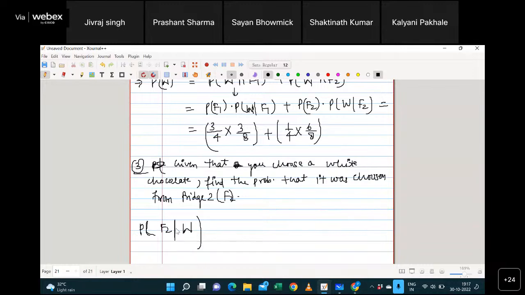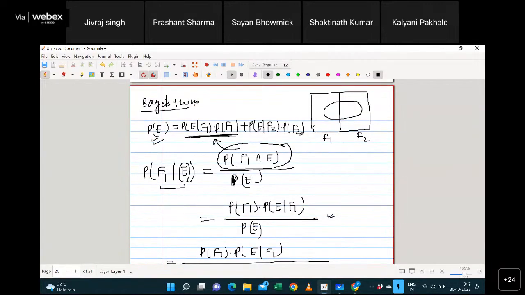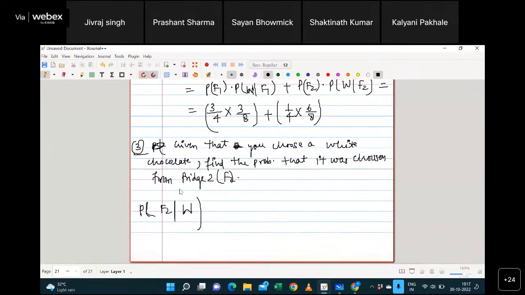Is it the same as the earlier things? What event has occurred? A white chocolate has been chosen. What is the probability that it's from fridge 2? You can take fridge 1 as well. What's the probability that it is chosen from fridge 2 when I have already chosen a white chocolate? I can write the probability of F2 intersection W divided by the probability of white chocolate.